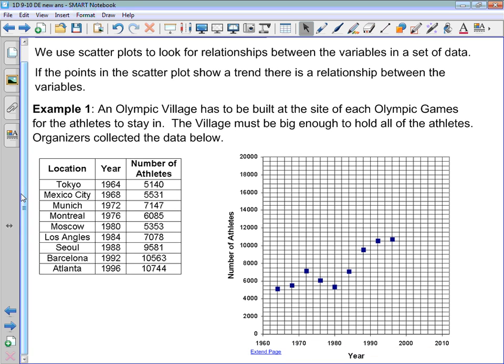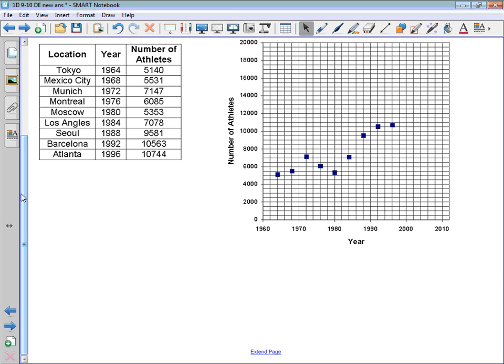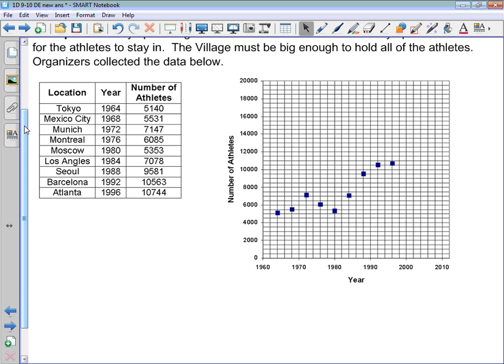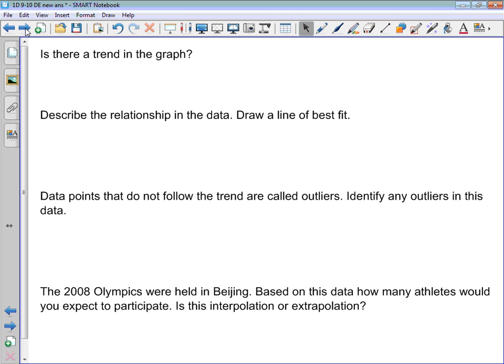They took this data and plotted it in a nice little scatter plot. The number of athletes depends on the year, so year is the independent variable and number of athletes is the dependent variable up along the side. They're asking themselves a few questions about this graph. Is there a trend in the graph? I think it's pretty obvious that yes, there is a trend. How would you describe this trend? Well, it's definitely an upward trend.